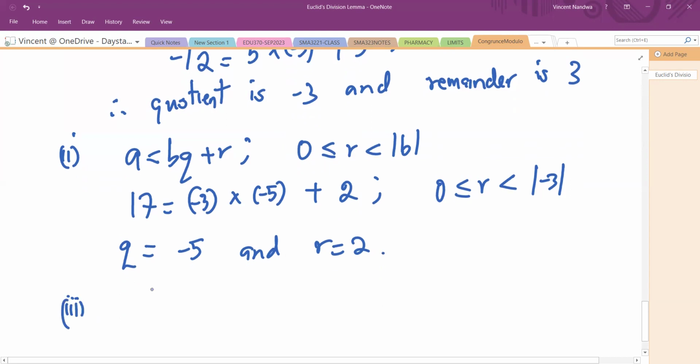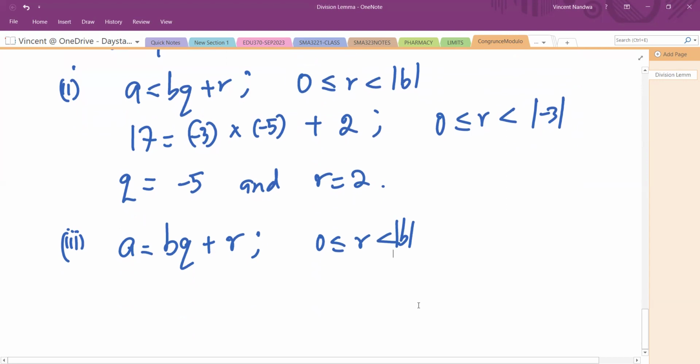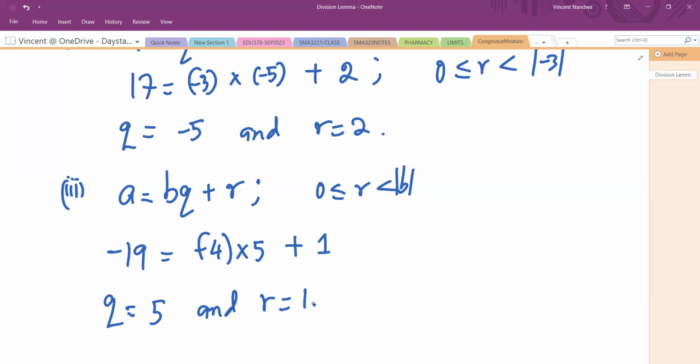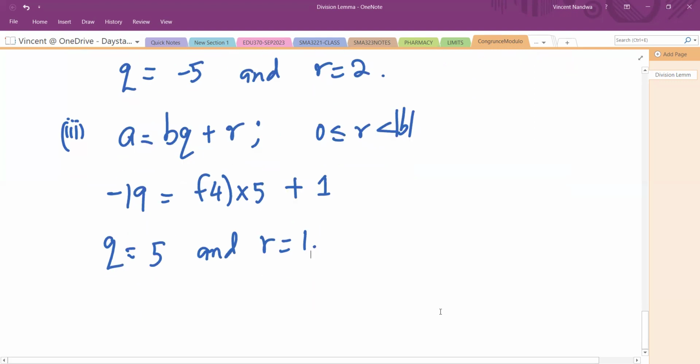Then part 3, also by the division algorithm, the Euclidean division lemma, we have that A equals BQ plus R. R must be between 0 and the absolute value of B. So in this case, A is given by minus 19. We need to get the closest multiple of our B, in this case minus 4, less than or equal to minus 19. And that will be minus 20, which is given by minus 4 multiplied by 5. And the remainder in this case will be 1. So clearly, Q is 5 and R is 1. So that is how we can use the generalized form of Euclid's division lemma to find quotients and remainders when we are dividing two arbitrary integers.